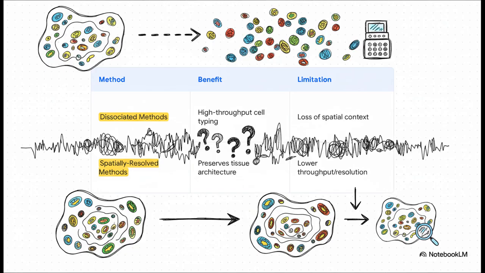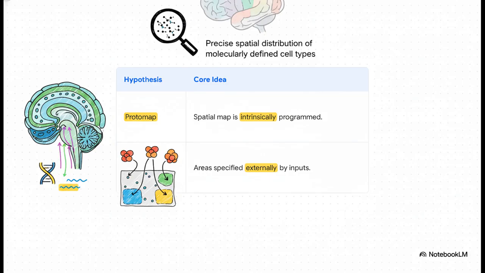Conversely, spatially resolved methods preserve that precious tissue architecture, but they've historically offered lower throughput and lower molecular resolution. The technical challenge this paper addresses is how to bridge this gap between high-resolution molecular profiling and high-resolution spatial mapping. To really understand brain development, it's not enough to know which cells are present, we have to know their precise organization. This loss of spatial information is a critical barrier to resolving long-standing debates in developmental neuroscience.